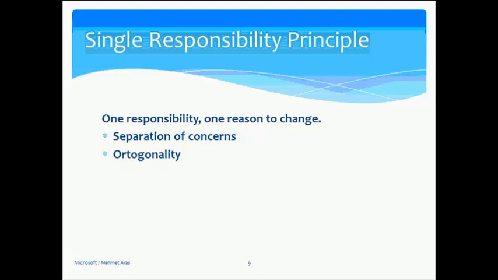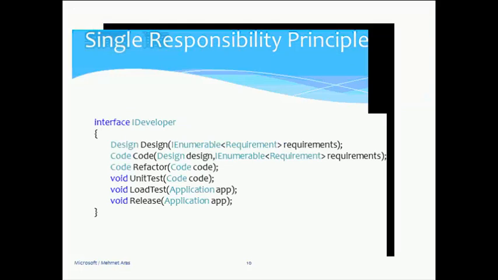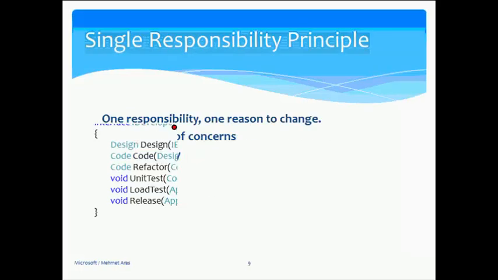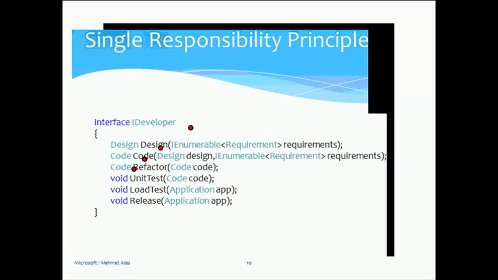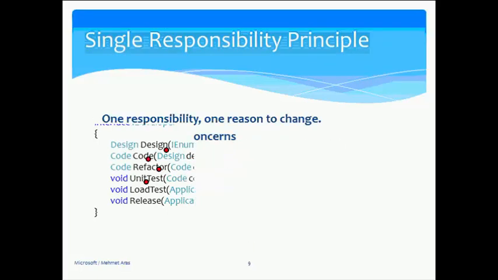So let's see an example. So here I'm defining an interface called IDeveloper. Right, so this is object-oriented programming. I'm kind of coming up with an abstraction that describes what a developer does. And you can go and implement this thing in any way that you like. But if you look at this interface, we see that the developer can do design. The developer is supposed to code. The developer is supposed to refactor. The developer is supposed to do unit test. And the developer is supposed to do also load testing and release.